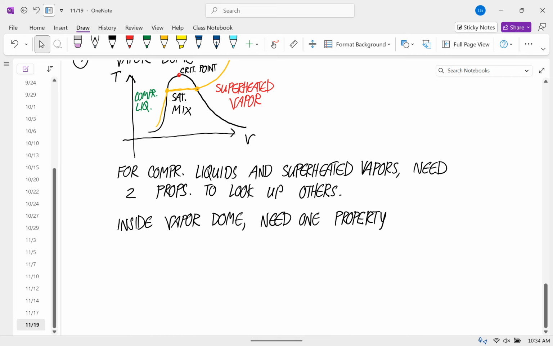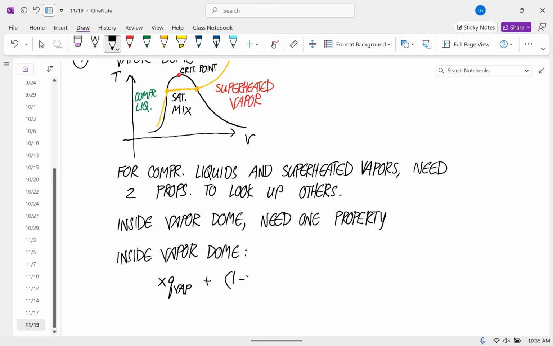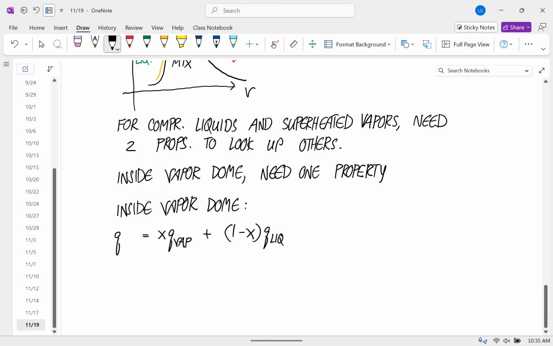And then the quality is the last thing I wanted to give in this. And that is that inside the vapor dome, X times the property value for a saturated vapor plus the quantity 1 minus X times that property for a saturated liquid is equal to Q. So this is for any property Q. We haven't used this a ton of times yet, but we actually are going to in the next section. We're going to use it a lot.